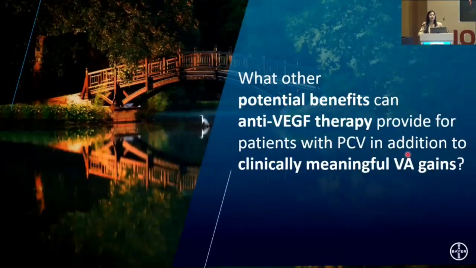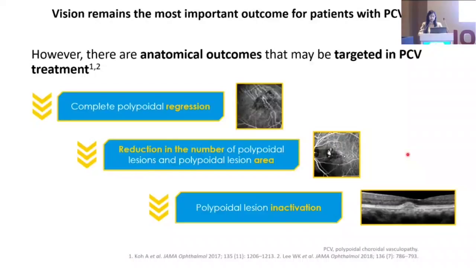So what other potential benefits can anti-VEGF therapy provide for patients with PCV in addition to clinically meaningful vision gains? Vision gain remains the most important outcome. However, anatomical outcomes like complete polyp regression, reduction in number of polypoidal lesions and polypoidal lesion areas, and inactivation of polypoidal lesion may be targeted.